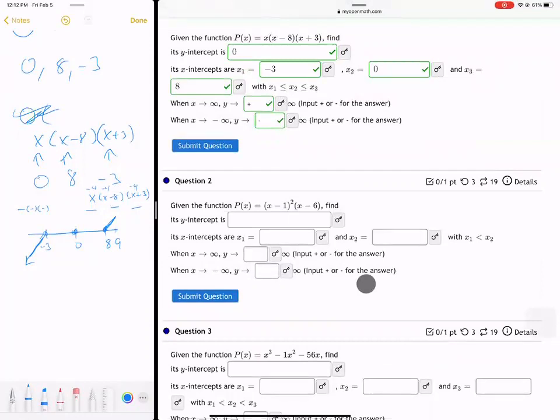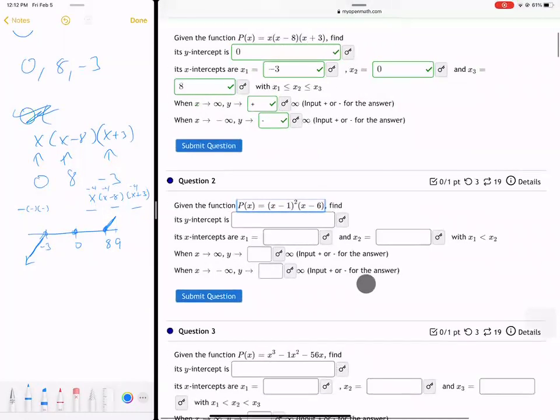Okay, the y-intercept, plug in 0. If I plug in 0 here and I plug in 0 here, that's squared. Careful, negative 1 squared is positive. That's going to be negative 6. Take a look at the answer, negative 6. What are the x-intercepts? We know it's going to be 1.